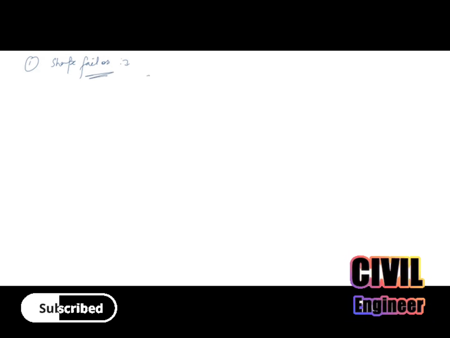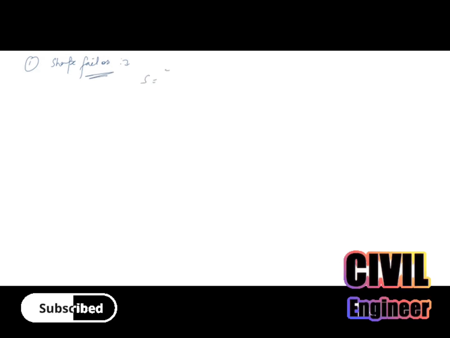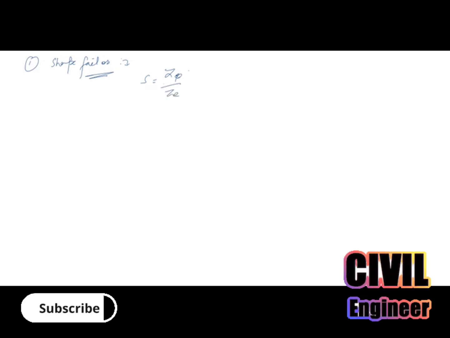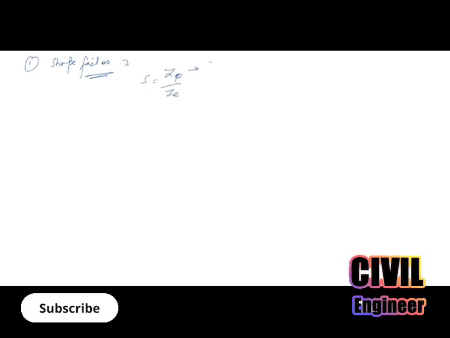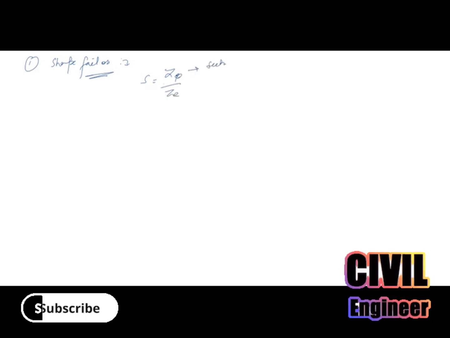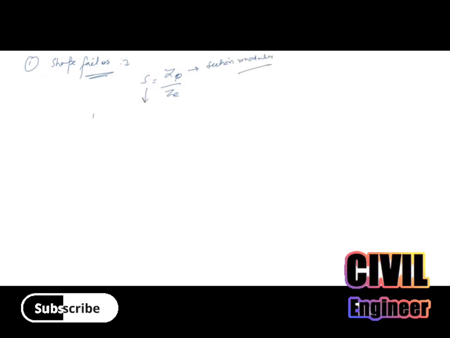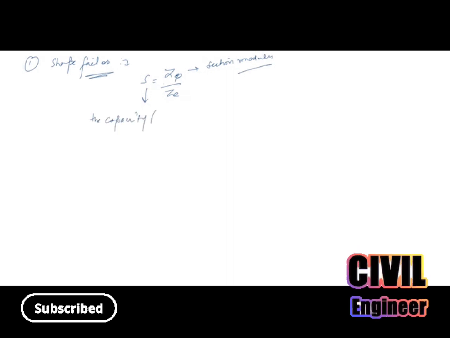Now, first of all, we'll study shape factor. Now, what is shape factor? Shape factor is simply S. It's equal to Z of plastic divided by Z of elastic. Now, what is Z? Z means section modulus. Now, what does the shape factor signify? It signifies capacity which is unused after elastic yielding.